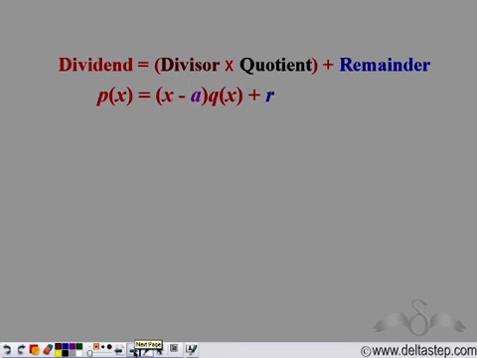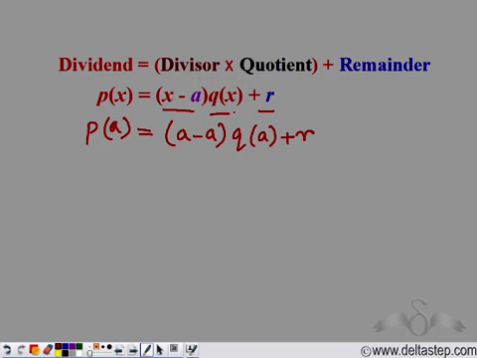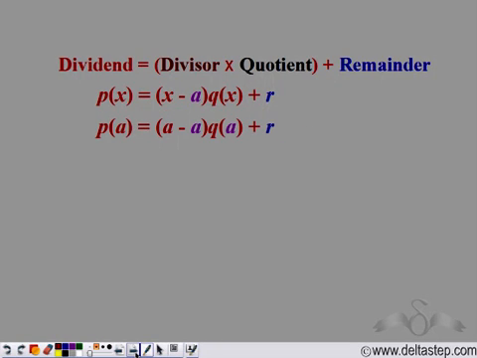Now let us generalize this. Dividend is equal to divisor into quotient plus remainder. So we take a general dividend which is p(x), divisor is x minus a. Say we get the quotient as q(x) and remainder as r. Now put x is equal to a. So we get p(a) is equal to (a minus a) into q(a) plus r.